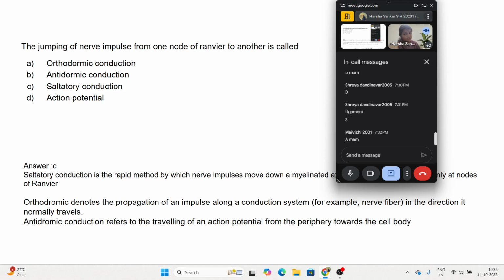Now there are other options also. Orthodromic means propagation of impulse along a conduction system, for example the normal way, from the cell body to the axon to the axon terminal to the next neuron. Antidromic conduction means the opposite direction, from the periphery towards the cell body. Orthodromic means the same direction. And saltatory conduction is the type where the impulse jumps from one node of Ranvier to another. That's why the transmission is faster.